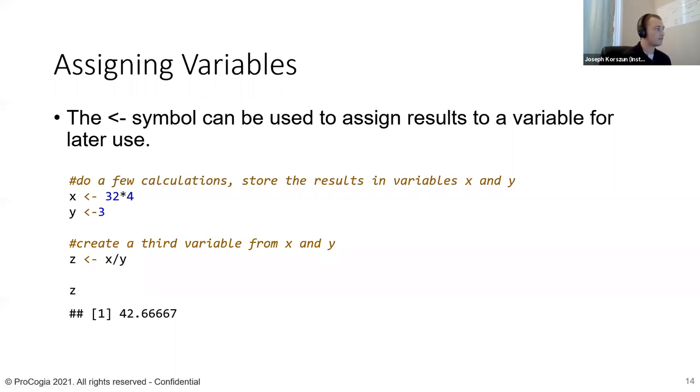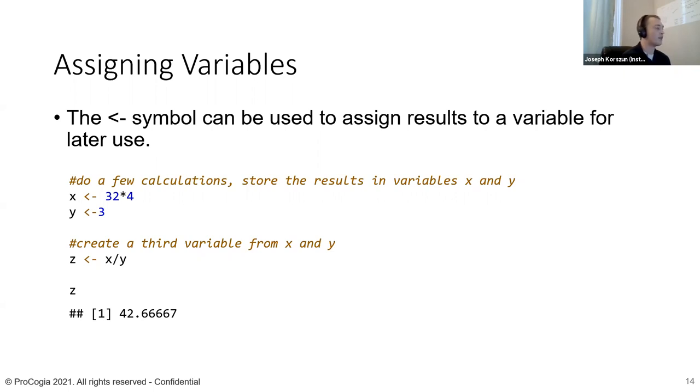So in this sense, if we wanted to make a few assignments and store some calculations within a given variable, call this X, we wanted to store 32 times 4. We can just store that value. And we wanted to store Y and give it the value of 3. So those are both integers in that sense. And say we wanted to create a third variable derived from a calculation from the two previous variables, and we'll call that Z. You can see we just have X over Y. We assign that to Z.